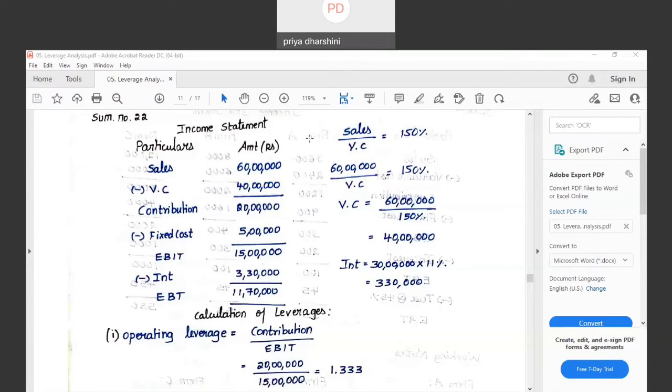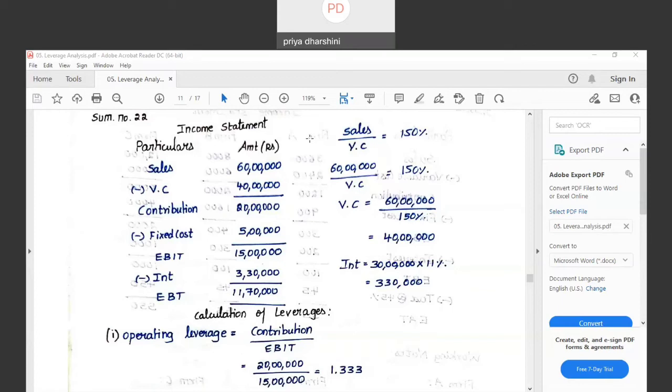If they are asking you for the percentage of change, in such case, we will be applying the degree of leverages. How do you measure the degree of leverages? It is percentage change in dependent variable divided by percentage change in independent variable. In case of operating leverage, which is dependent and which is independent? EBIT is dependent and sales is independent. In case of financial leverage, EBT is dependent and EBIT is independent. In case of combined leverage, EBT is dependent and sales is independent. So the formula will be the percentage change in dependent variable divided by percentage change in independent variable, right? So we will proceed with sums on leverages.